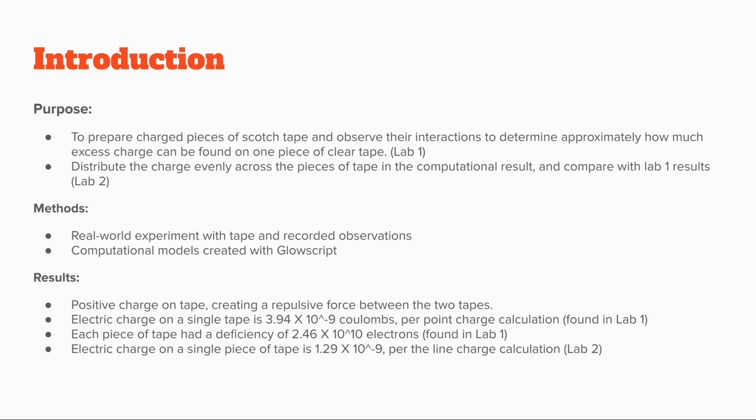There was a predicted charge on the single tape of 3.94 times 10 to the negative 9th coulombs. However, through the different method of Lab 2, the new predicted charge for the single piece of tape was found to be 1.29 times 10 to the negative 9th coulombs.